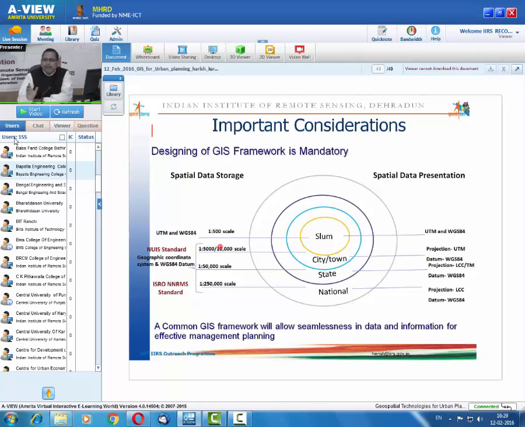So the important consideration when you are designing your GIS for urban planning activity is that the most crucial point is how you define the framework of your data sets, so that your data can have interoperability between different scales, different resolutions, and different data types. That is a very important consideration.